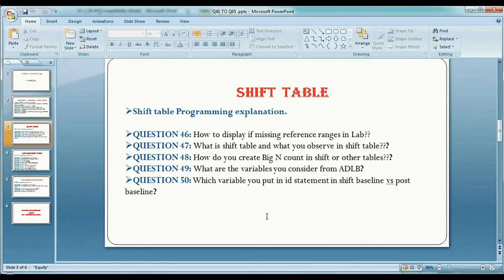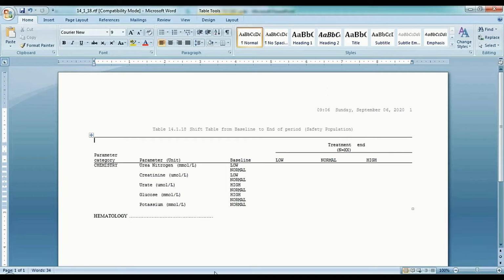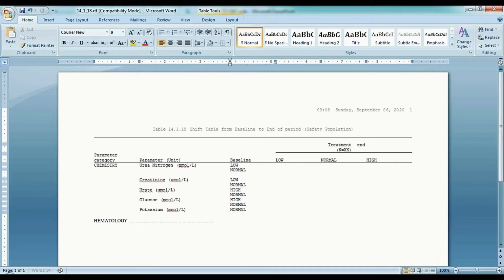So if there is a missing value, for example, no normal range is there, how do we display it? If it is missing, what we do is simply display the missing row here, and here also you have to add the missing row.